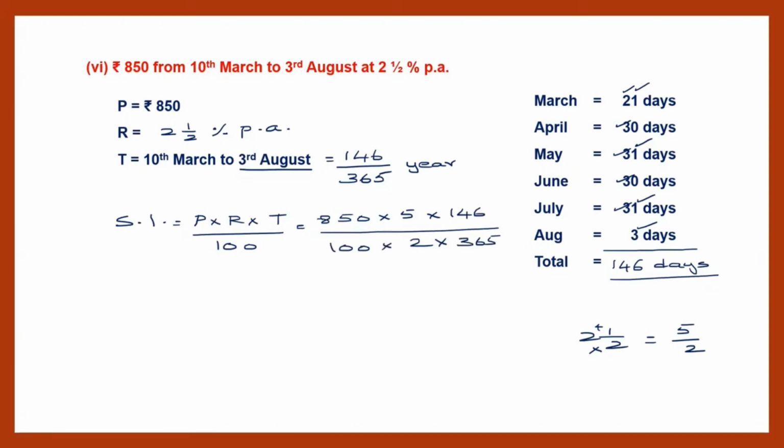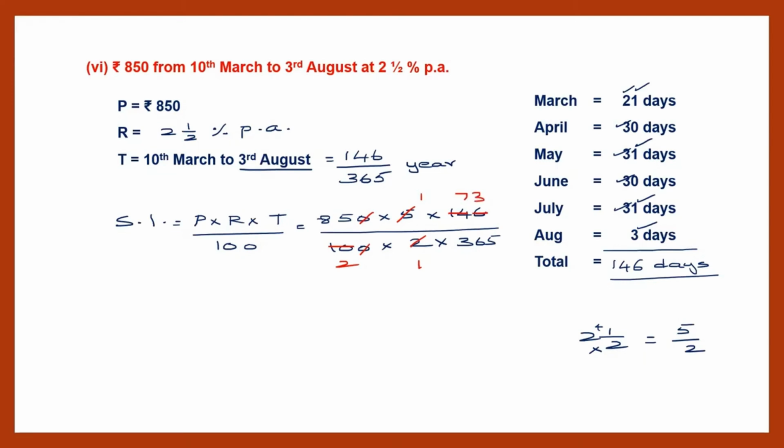Now let's cancel whatever we can. Let's cancel 1 0 from here, 1 0 from here. Again we can cancel 5 and 10. 5 ones are 5, 5 twos are 10. Now we can cancel 2 and 146 because 146 is an even number. It's divisible by 2. So 2 ones are 2. Now here 14, 2 sevens are 14, and 6, 2 threes are 6. So we have 73 here.